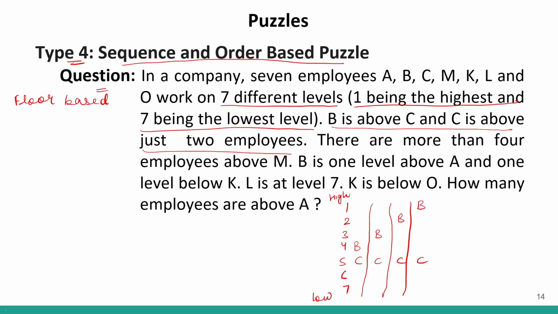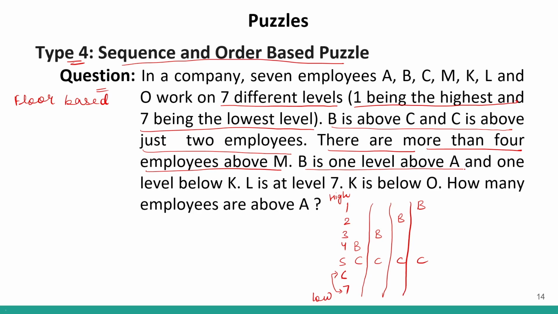Because it is not given to us that B is immediately above C. It is given to us that B is above C. He could be at any of the floors. There are more than 4 employees above M. So more than 4 employees means it could be 5, it could be 6. So M can be in the 6th position or in the 7th position.